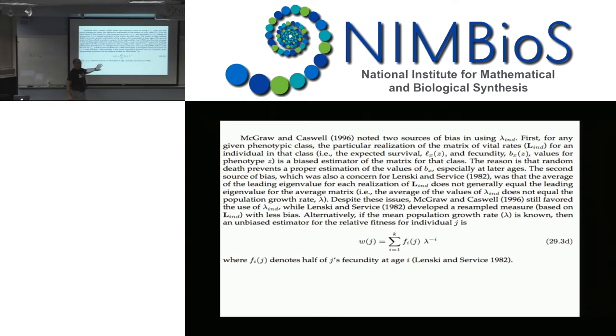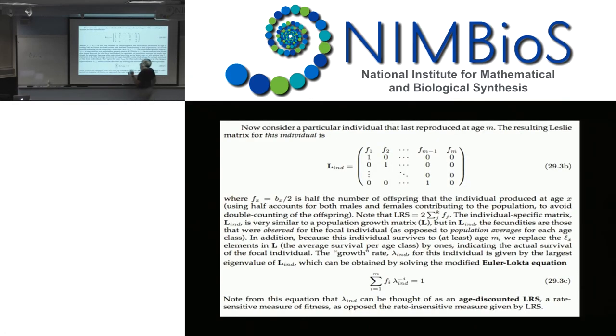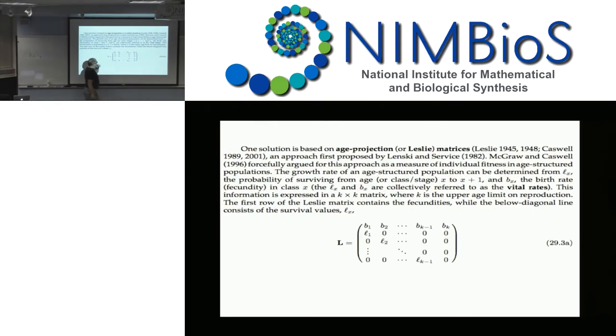So let's drill down a little bit more on these growth rates and talk about sensitivities and elasticities. And the reason we're doing it is this. What we eventually want to get at is how does this particular trait influence fitness? In an age-structured or stage-structured population, you can think of that in two ways. Number one, how does the trait influence a particular life history component? Number two, how does a change in that life history component change lambda? So for example, here's my Leslie matrix.